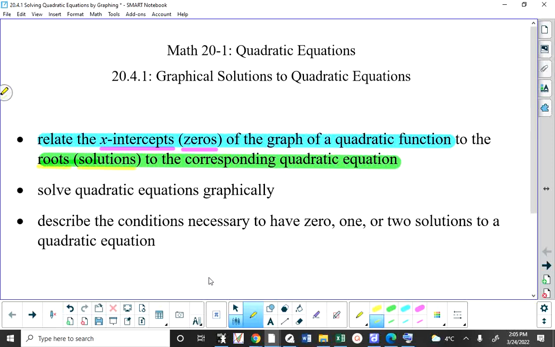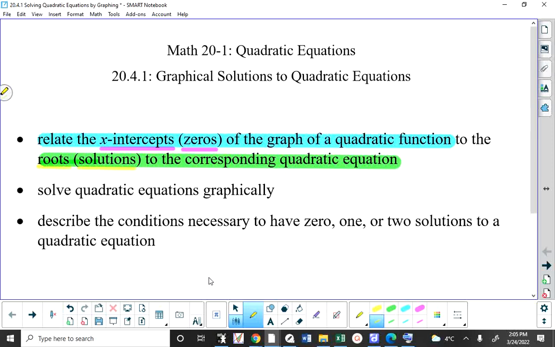What we're going to be doing today is relating those x-intercepts of a function to the corresponding solutions to the equation. We're also going to be solving equations graphically, which is really what that whole first bullet is about. And then we're going to be talking about the fact that quadratic equations, unlike the equations you solved last year that are linear equations, sometimes don't have any solutions.